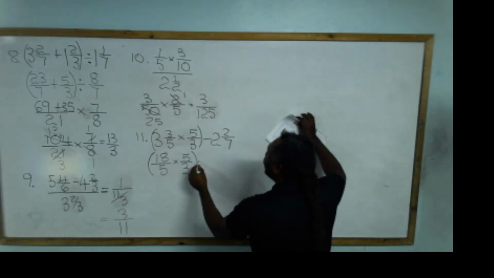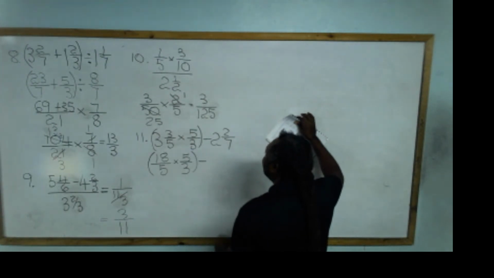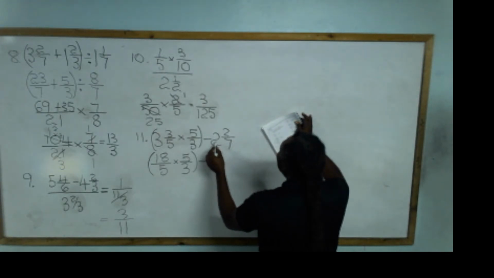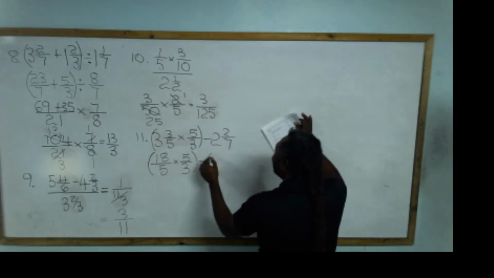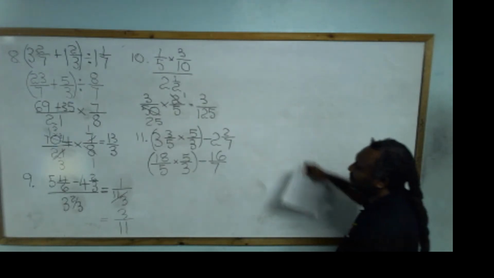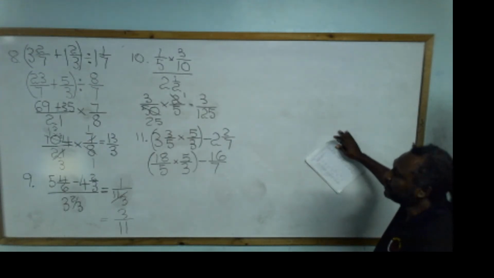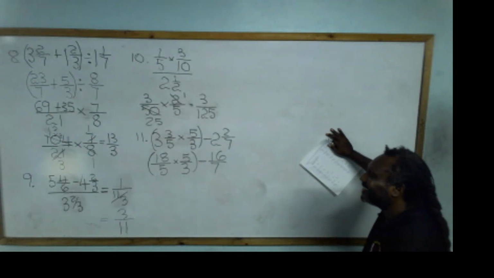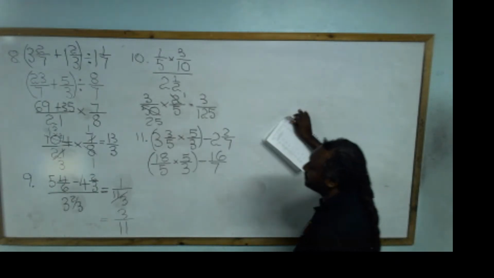And we're going to be subtracting 7 2s 14 plus 2, 16 over 7. Not too bad. So what do we have?